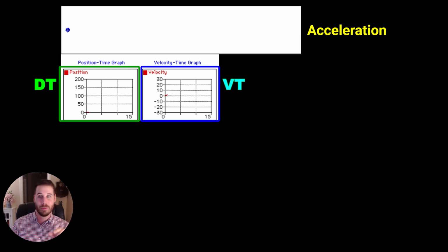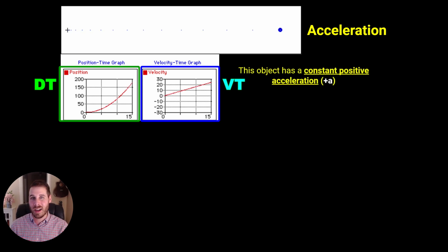And the VT graph, which operates on different rules, is a straight line. That's because this graph says how fast it's going, and if you look at the motion, as time goes on, it does get faster and faster. So a fastness graph, which is what the VT graph is, should be getting higher and higher at a consistent rate. So if you wanted to describe this object, you could say that it has a constant positive acceleration.